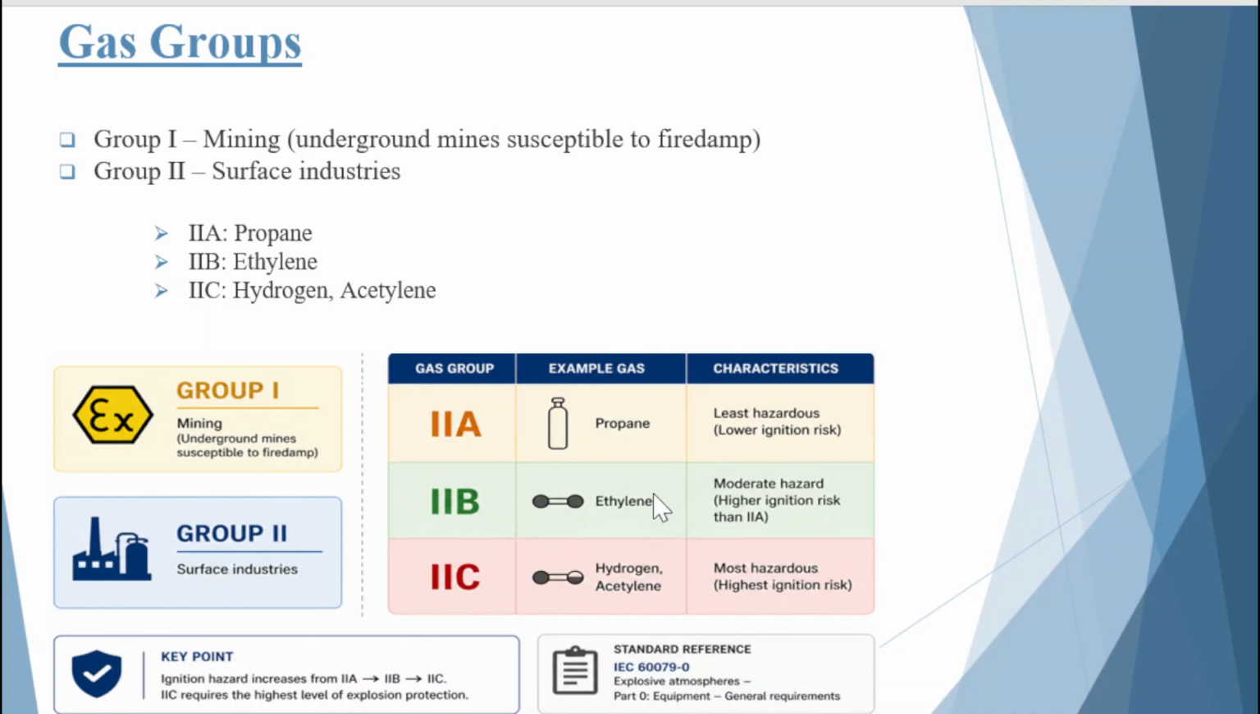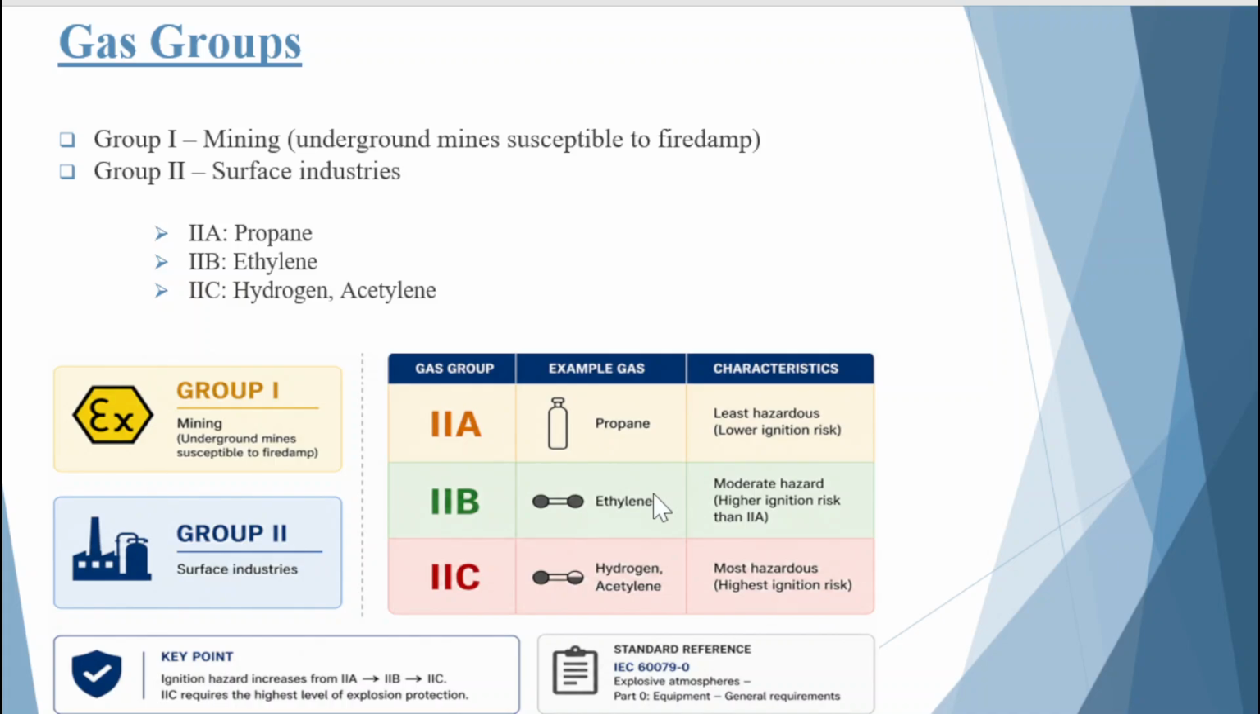Let's start with Group IIA. This group includes gases such as propane. These gases are comparatively less easy to ignite and therefore require the lowest level of protection within Group 2. Next is Group IIB, which includes gases such as ethylene. These gases are more hazardous than Group IIA because they require less ignition energy. As a result, the equipment design requirements become more stringent.